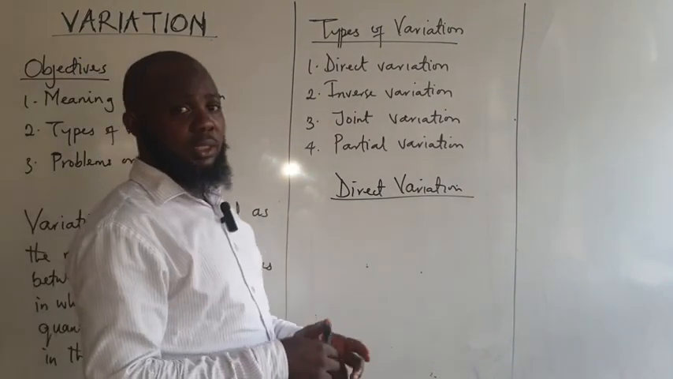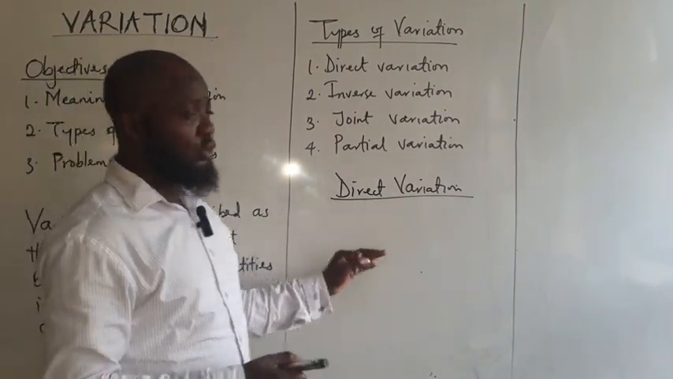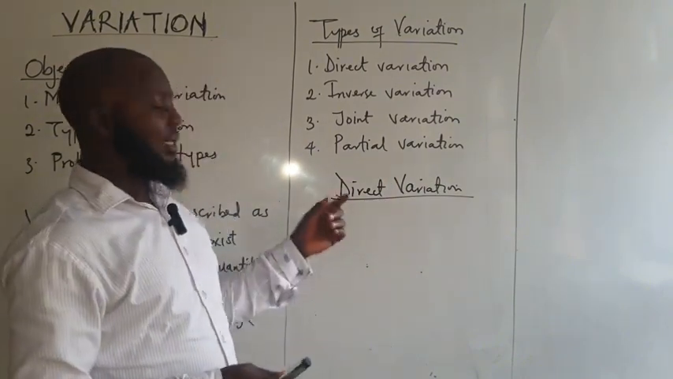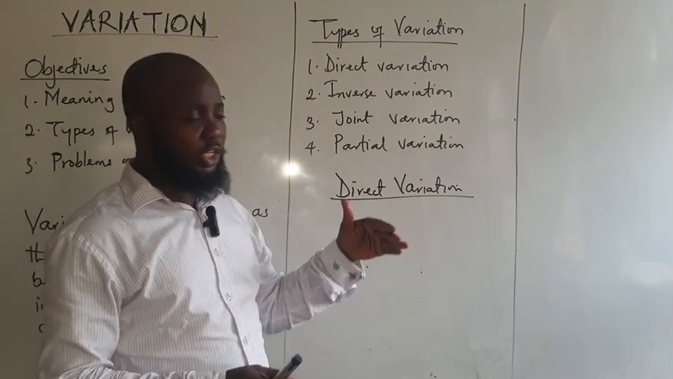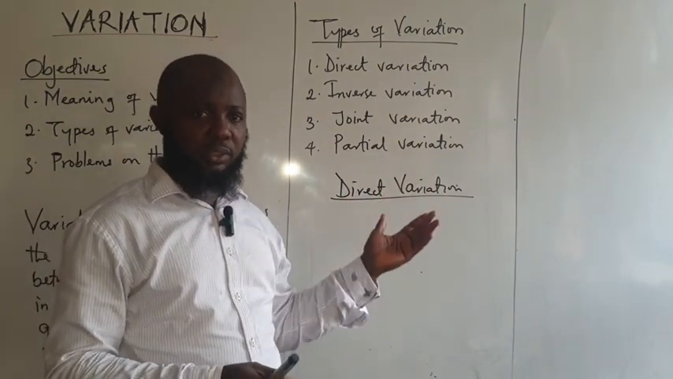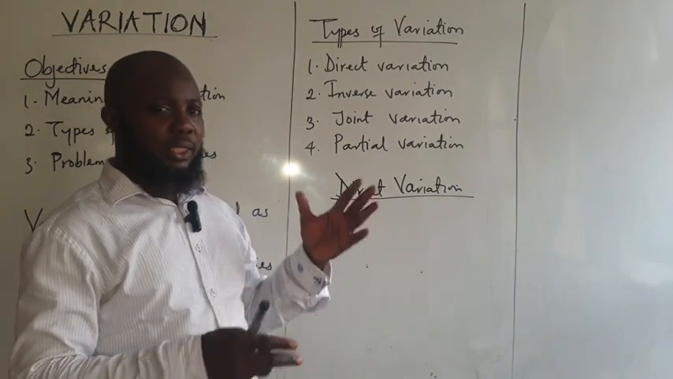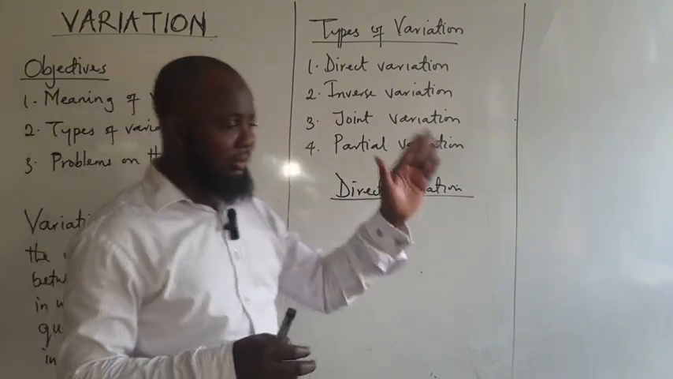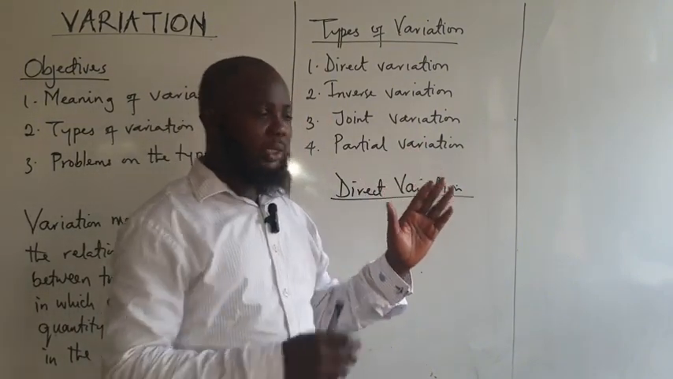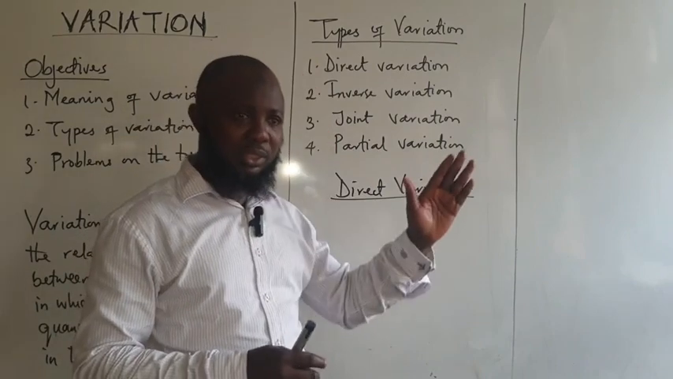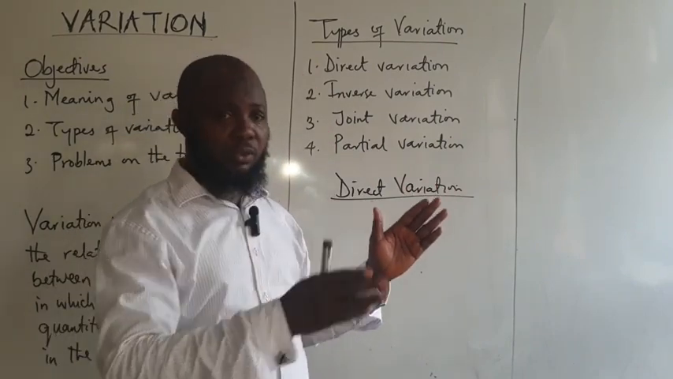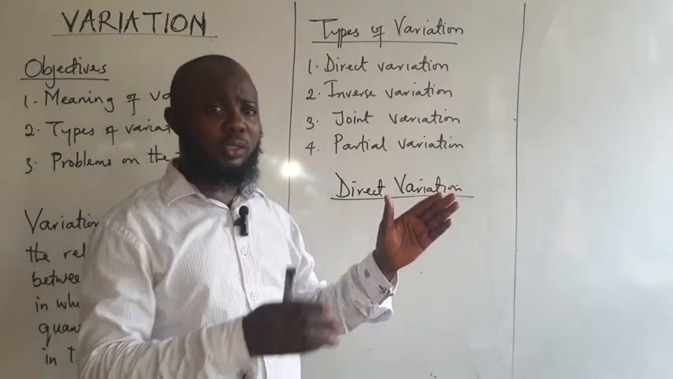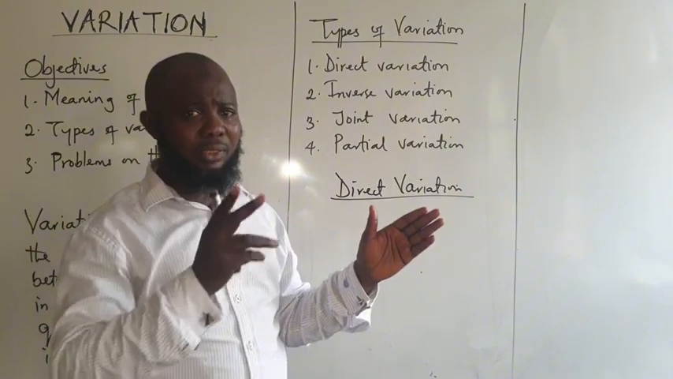In this type of variation, an increase in one quantity will lead to an increase in the other quantity or quantities, and a decrease in one quantity will lead to a decrease in the other quantities or quantity. That means they are facing the same direction. That's why they are direct. If one should increase, the other one will also increase. If one should decrease, the other one will also decrease. So a decrease or an increase in one will lead to a decrease or an increase in the other.